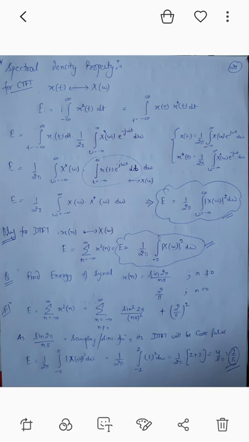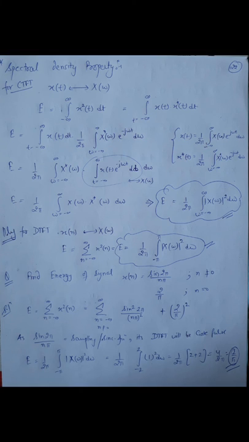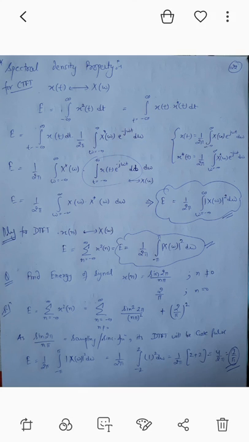If I put in the value, it will become 1 by 2 pi, omega varying from minus infinity to infinity, X star omega, and integration of t from minus infinity to infinity of x(t) e raised to power minus j omega t dt. So it will be X(omega) into X star omega, that is, the energy is given as 1 by 2 pi integration, omega equals minus infinity to infinity, of the magnitude squared of X(omega) d omega. Similarly, I can write it for the DTFT also.